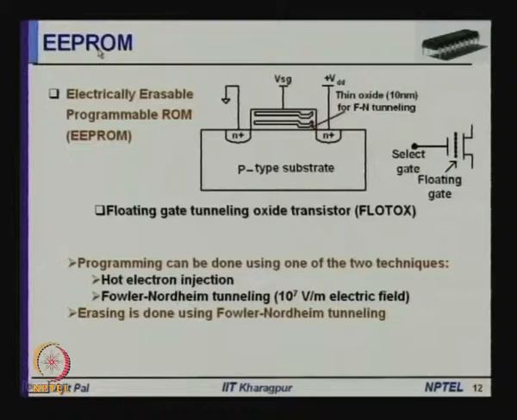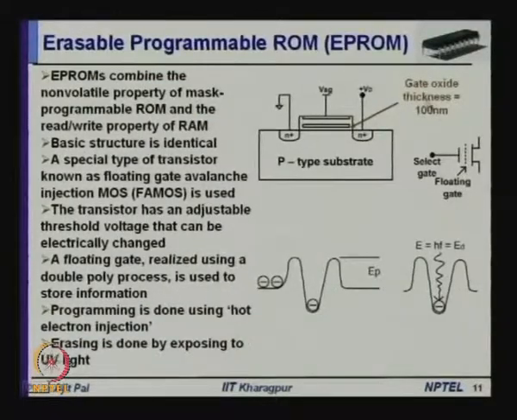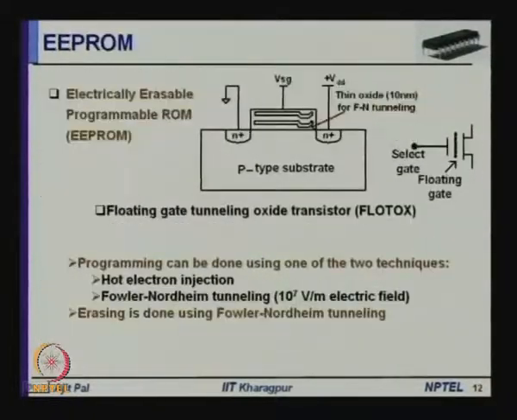Finally, EEPROM, the electrically erasable PROM. There the reading and writing operation is done by using a new technique known as Fowler-Nordheim tunneling. You can see the gate oxide thickness is very small, 10 nanometer. In the previous case, the gate oxide thickness was of the order of 100 nanometer, but in this case it is of the order of 10 nanometer. So, whenever a high voltage is applied on the gate, electrons will tunnel through this region to the floating gate, and this is how the tunneling is done.